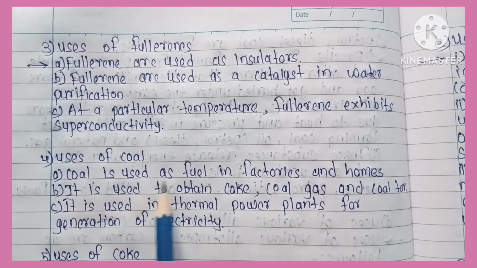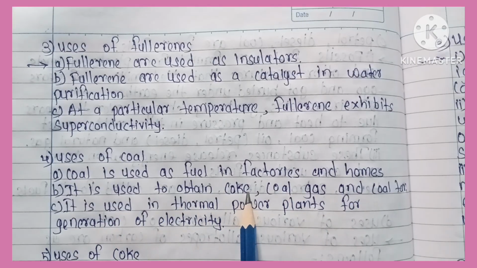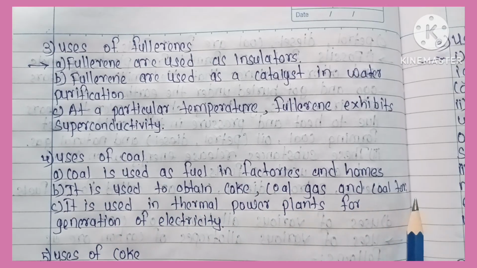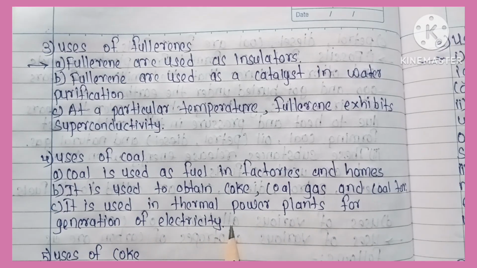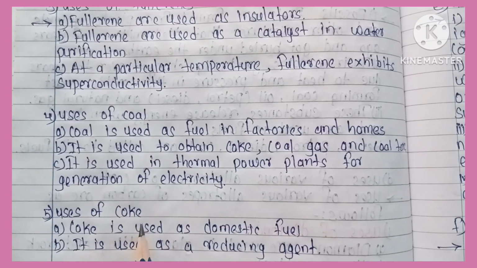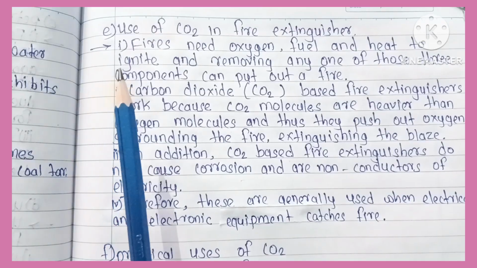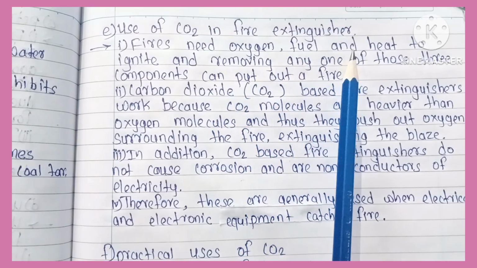Uses of coal. Coal is used as fuel in factories and homes. It is used to obtain coke, coal gas, and coal tar. It is used in thermal power plants for generation of electricity. Uses of coke. Coke is used as domestic fuel. It is used as a reducing agent. Next question, uses of CO2 in fire extinguisher.